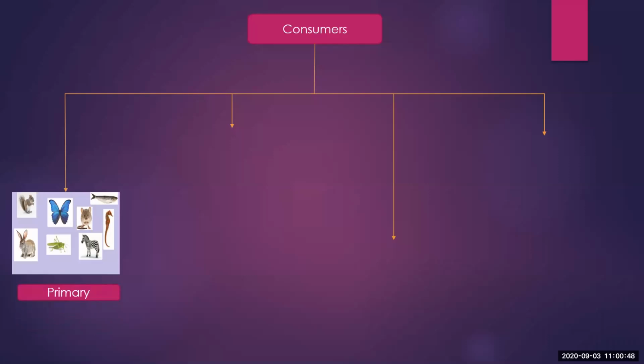Primary consumers are herbivores that directly depend on autotrophs. Autotrophs means what? Producers, which produce their own food. Which are the primary consumers? Primary consumers are herbivores that directly depend on autotrophs or producers for their food. You can see in the picture, herbivores depend on plants for their food. Primary consumers depend on plants for their food.